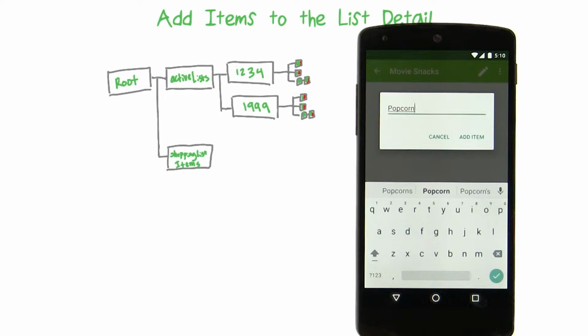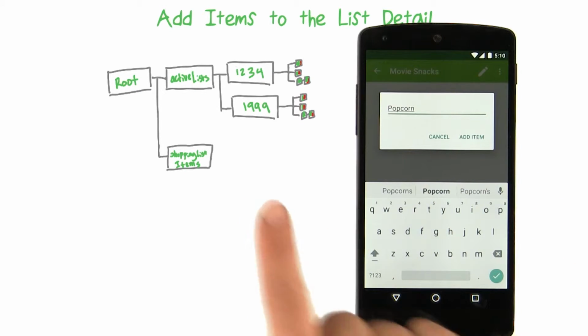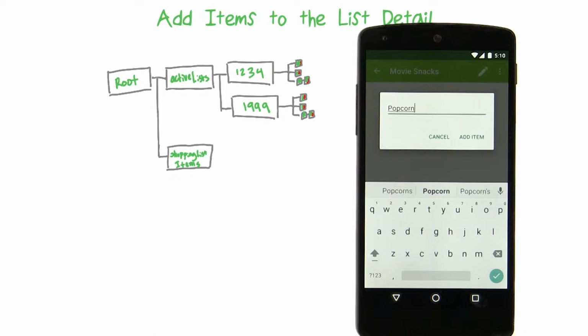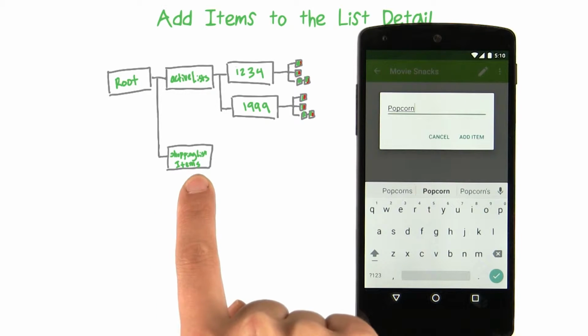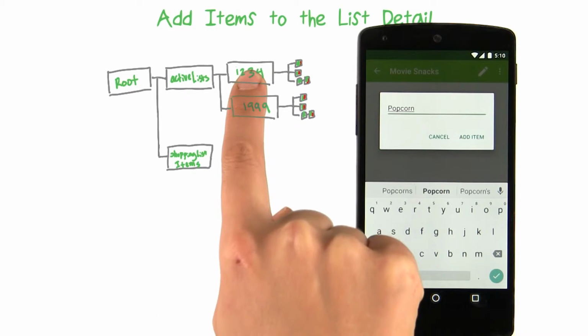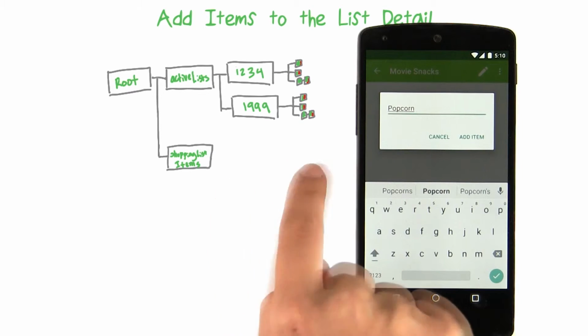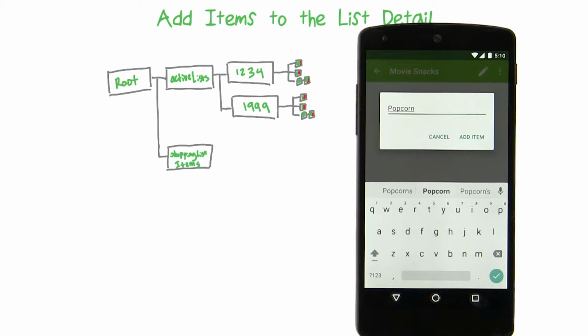Here's what I want you to do. When you click the fab and you enter the name of the item, and you press Add Item, what it should do is see what shopping list you're on, go to a node called Shopping List Items, use the push ID for the shopping list that you're currently on, and create an item under that push ID. Did you catch all that? Let me show you a quick example.